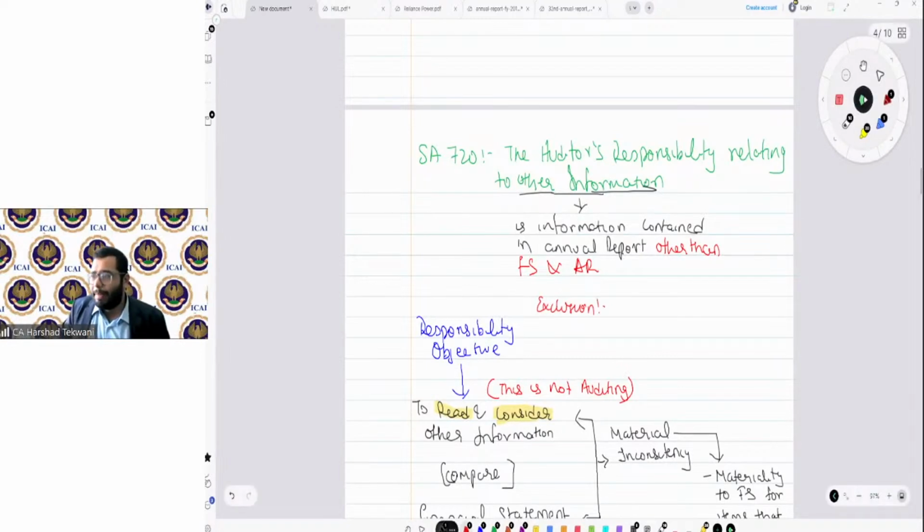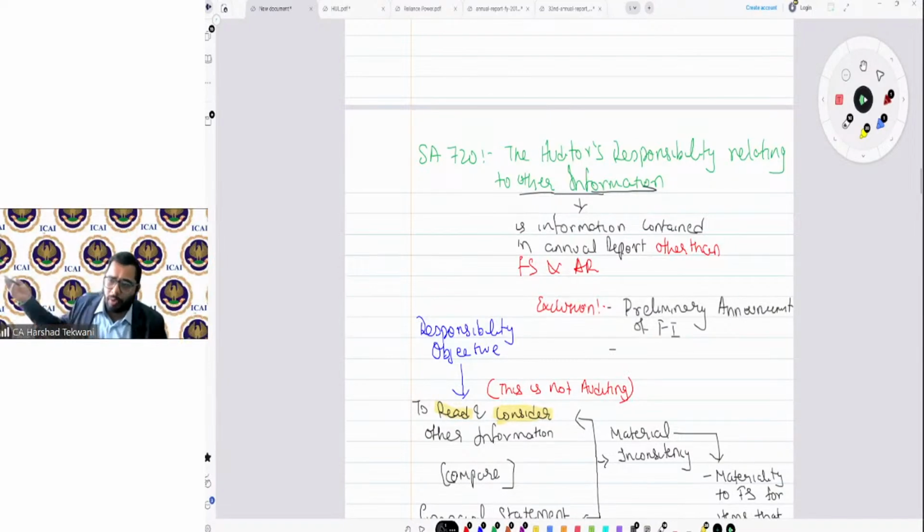exclusions to other information will be preliminary announcement of financial information. Sometimes, before issuing the audit report or before the annual report is issued, companies issue quarterly or annual announcements of financial information. They do their earnings call, their revenue call, or they just issue a press release on the outcome of the financial year. That is a preliminary announcement, so that is excluded from other information.